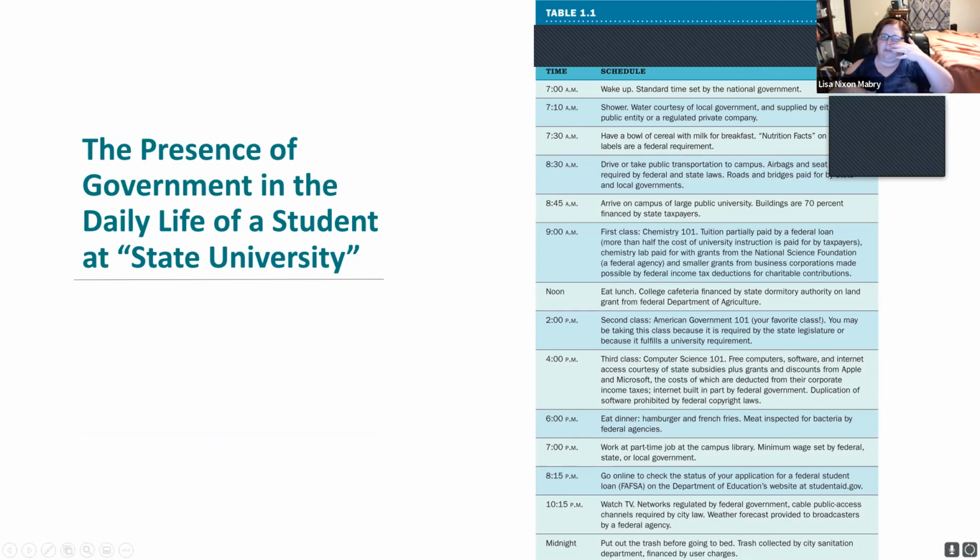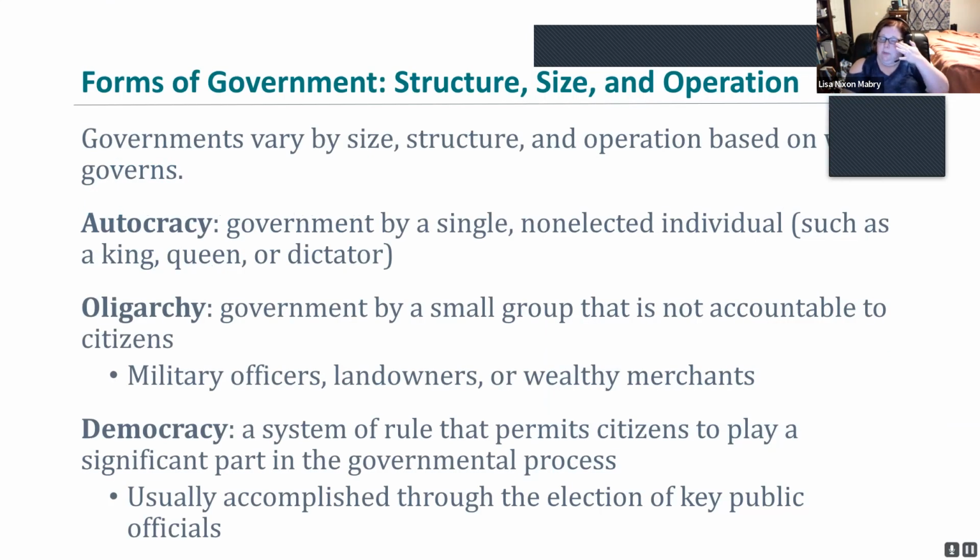So those are all government regulated items. A lot of people don't realize that your electricity and all of those things are put into place by the government, whether it be federal, state, or local. So those are important things to keep in mind, especially if you hear someone say, "I've been told by people, government doesn't do anything for me." I'm like, really?